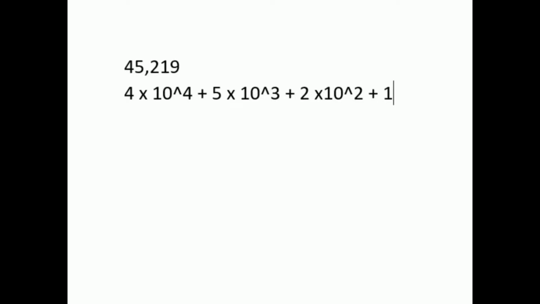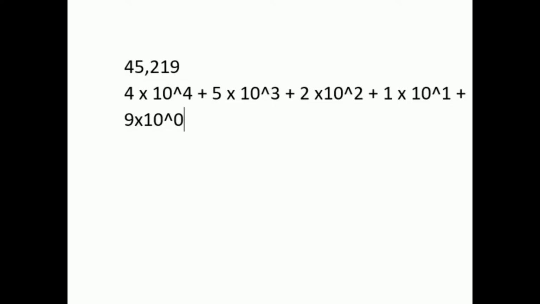So I'm going to write 4 times 10 to the 4th plus 5 times 10 to the 3rd plus 2 times 10 squared plus 1 times 10 to the 1st plus 9 times 10 to the 0.